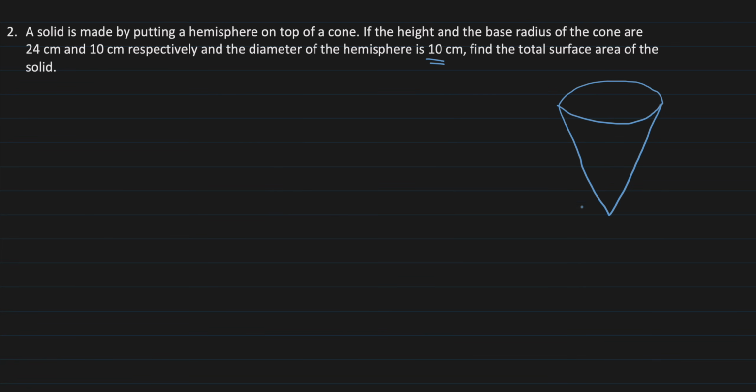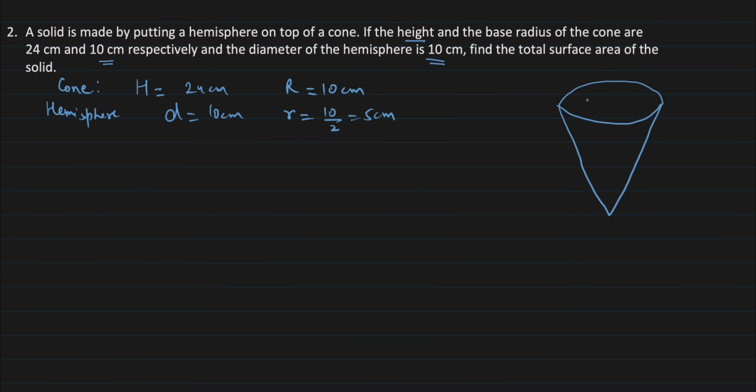So we have a cone, and you can see that the height of the cone is 24, the radius of the cone is 10. I'll write the dimensions of the cone: height is 24 cm, radius capital R is 10 cm. And for the hemisphere, the diameter is 10 cm. So what will be the radius? 10 by 2, 5 cm. So the hemisphere is smaller than the cone.